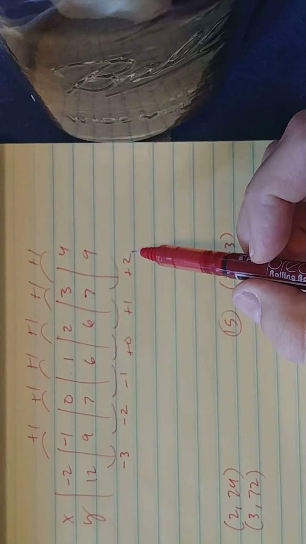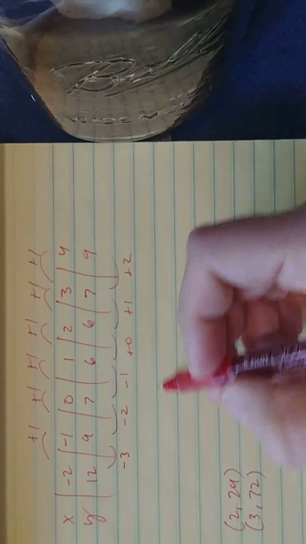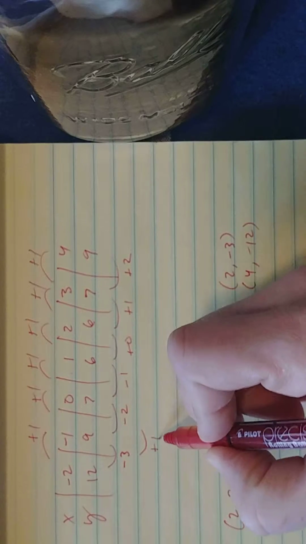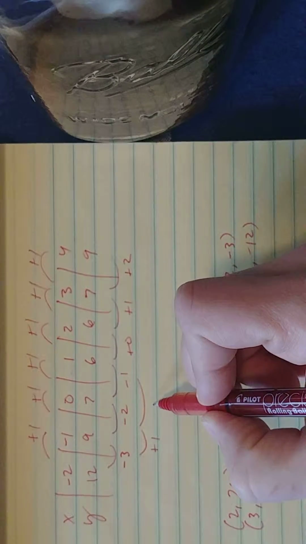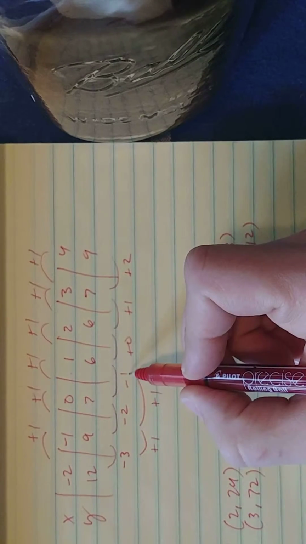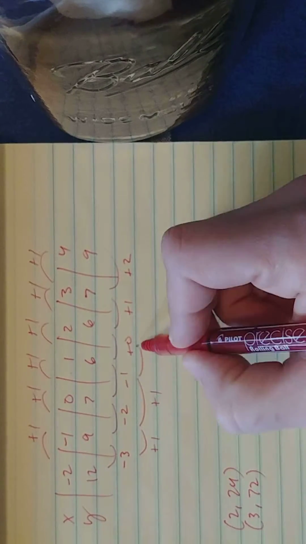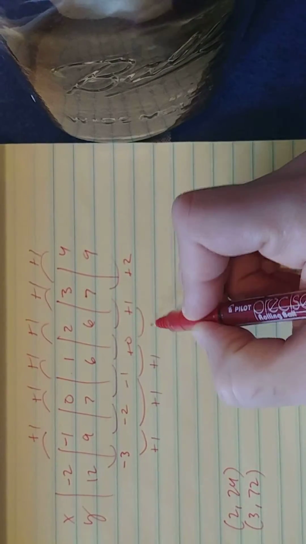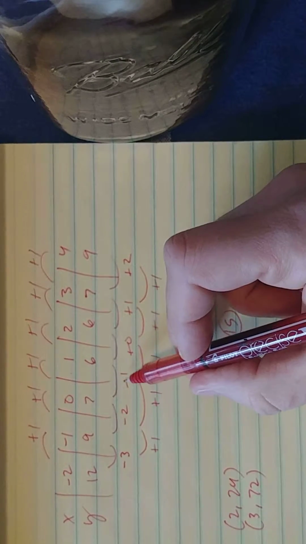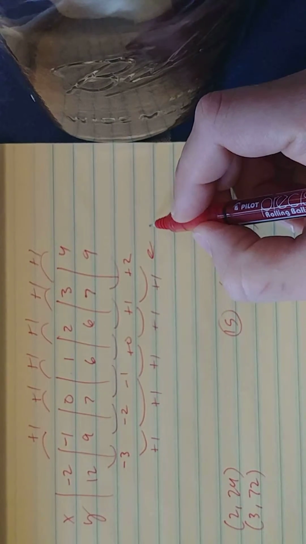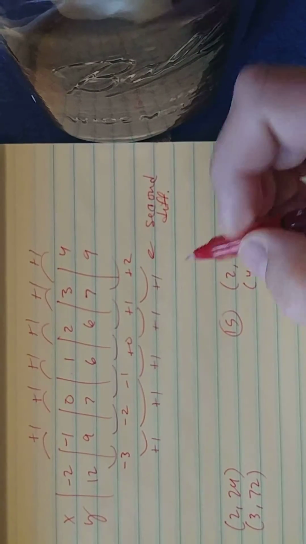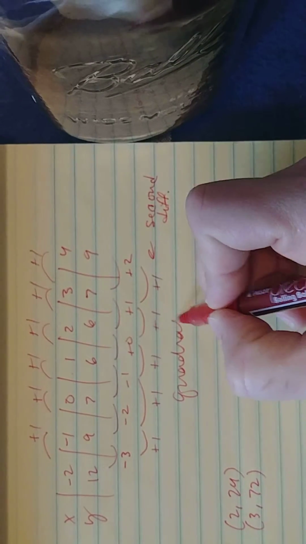Even though my first difference isn't constant, because I can see a pattern here, I'm going to check on my second difference. So to get from -3 to -2, I add 1. To get from -2 to -1, I add 1. In other words, -2 minus -3 is 1, -1 minus -2 is 1. To get from -1 to 0, I add 1, I add 1, I add 1. So 2 minus 1 is 1, 1 minus 0 is 1, 0 minus -1 is 1. So this is a constant second difference. And we learned in class that when you have a constant second difference, that's a quadratic function.